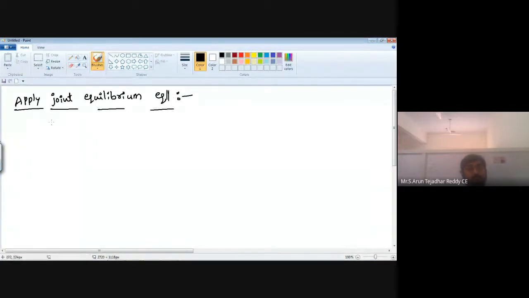It means joint B. Joint B has the BA member and the BC member. Here we are applying the joint equilibrium equation. Already in the second step we have MBA and MBC. So MBA plus MBC equal to 0.